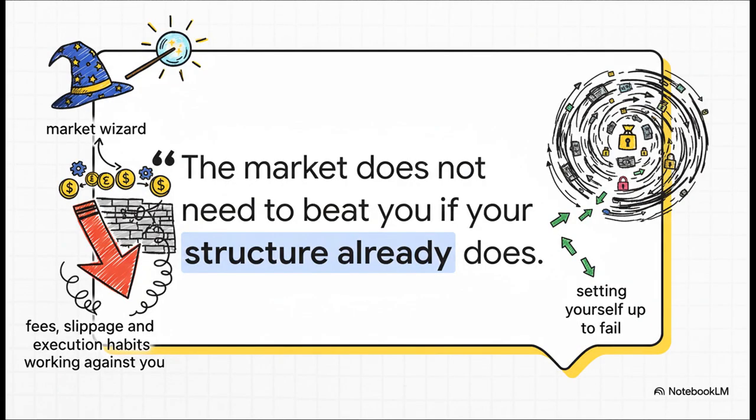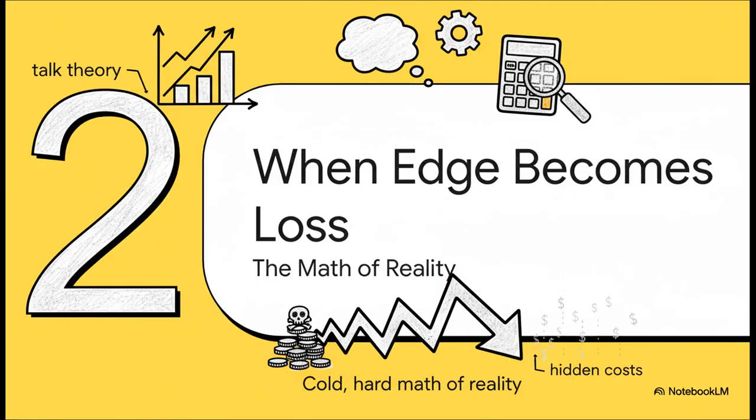And this quote just hits the nail on the head. You could be a market genius calling every single move perfectly, but if your trading structure, your fees, your slippage, your execution habits are fundamentally broken, you're set up to fail before the market even opens. You're beating yourself. All right, enough talk. Let's move from theory to the cold, hard math of reality. Because numbers don't lie. And this is where we're going to see exactly how a strategy that looks profitable can actually be a guaranteed loser.